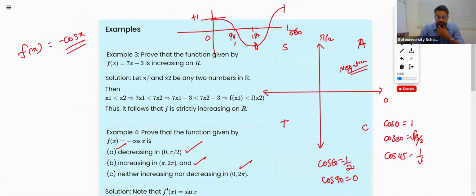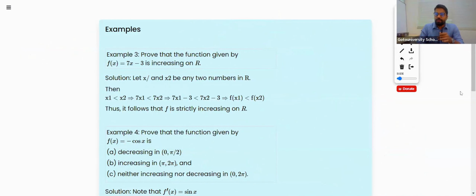It is neither increasing nor decreasing in the interval 0 to 2 pi. Where is it? Neither increasing nor decreasing. So the last part we have to understand. Neither increasing nor decreasing means from 0 to 2 pi, it is decreasing and increasing, but from 0 to 2 pi the value remains the same at the end, in the open interval. So let's see how they're using differentiation for this concept, shall we?